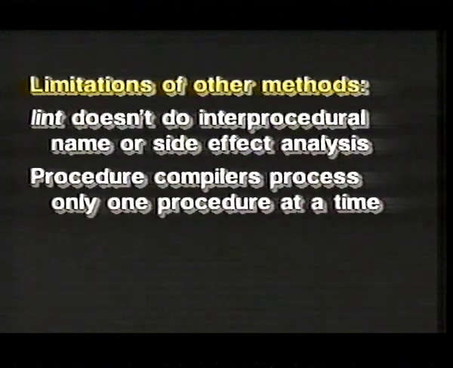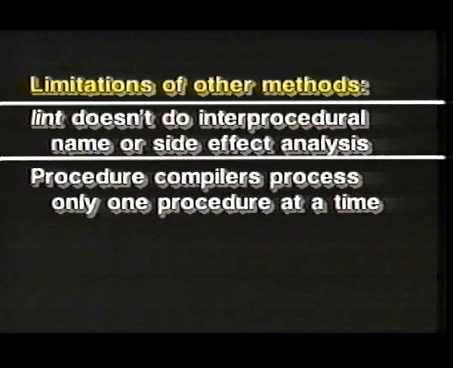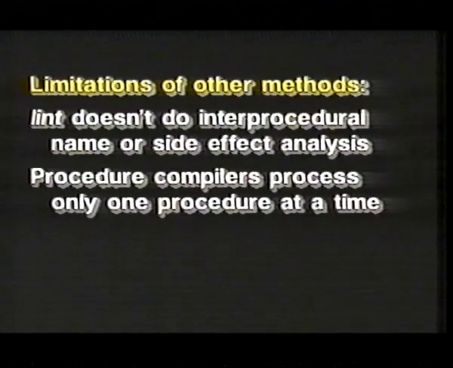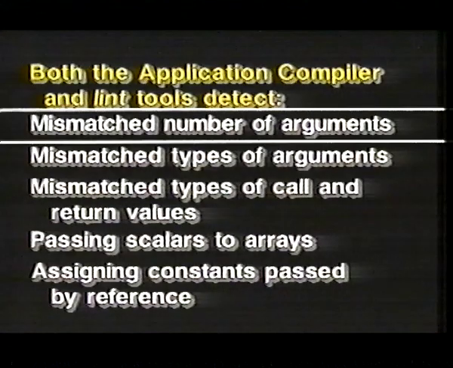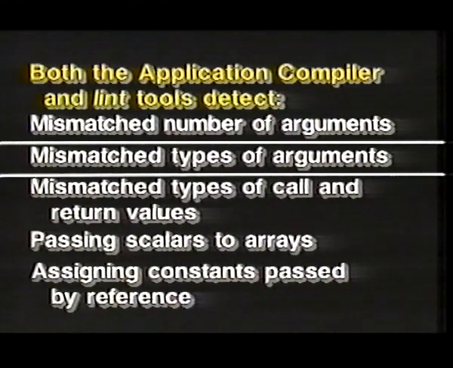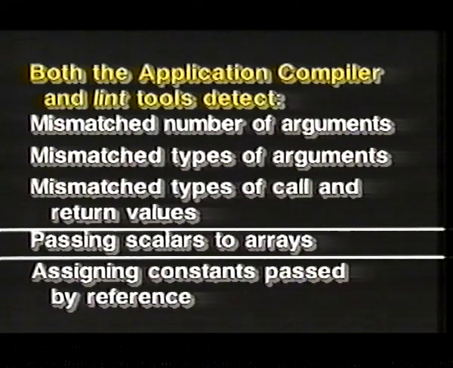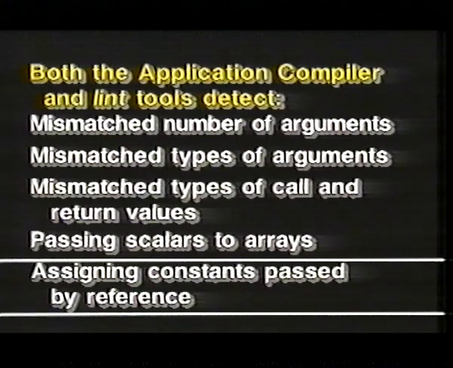With the scalar optimizer, there are significant limitations of other methods for automatic detection of programming errors. Lint doesn't do inter-procedural name or side effect analysis. Procedure compilers process only one procedure at a time. The application compiler provides a nice complement to these tools. The C-Lint program provided with Unix and the Fortran Lint tools available from third-party software vendors are definitely helpful. They detect mismatched numbers of arguments, mismatched types of arguments, mismatched types of call and return values, passing scalars to arrays, assigning constants passed by reference.